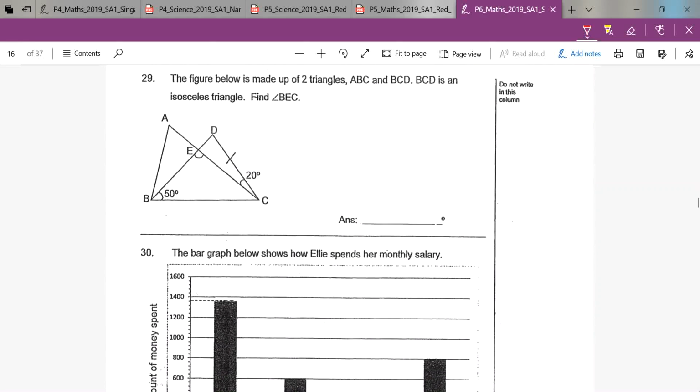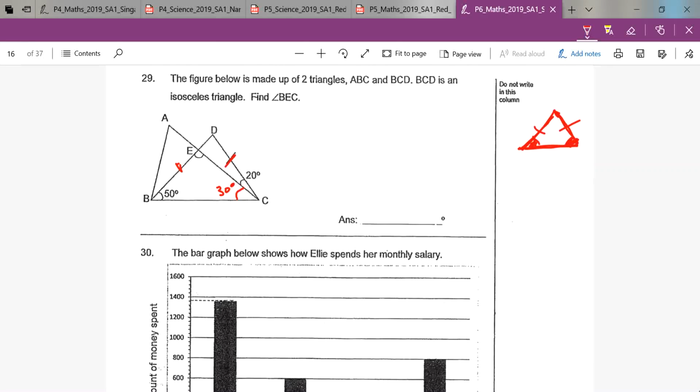Question 29. The figure below is made out of two triangles, ABC and BCD. BCD is an isosceles triangle. Find BEC. BCD is an isosceles triangle, so it's this line and this line. In an isosceles triangle, if you remember, the base angles, these two, will be the same, because it's formed by equal lines. They share this line, and this is the same as this line. So over here, this is going to be 50 minus 20, which is 30.